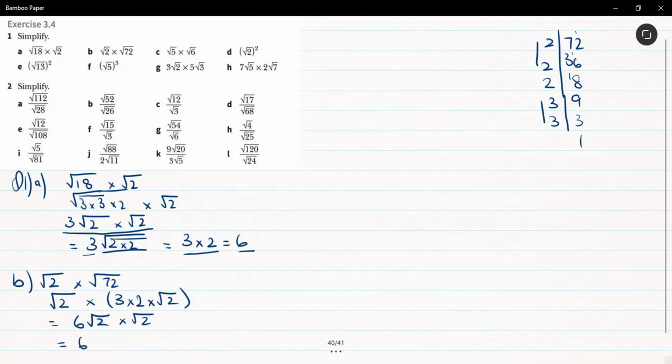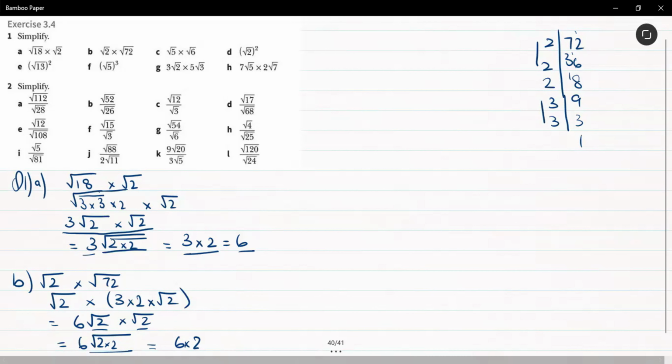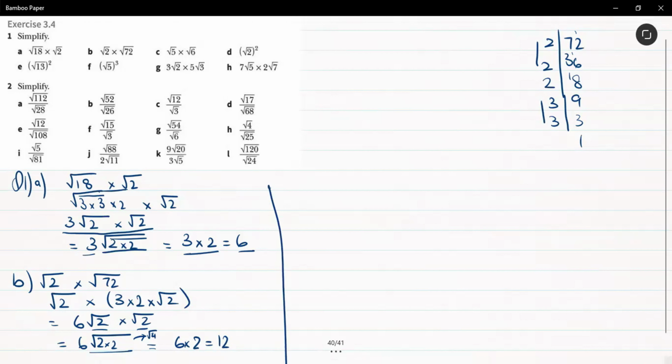Again, 6 under root 2 multiplied by 2, because both of them are surds, they can be multiplied in a single under root. So that is equal to 6 under root 4. And what is under root 4 equal to? It's equal to 2. So 6 2s is what? 12. And that's it. This is the answer for part B.